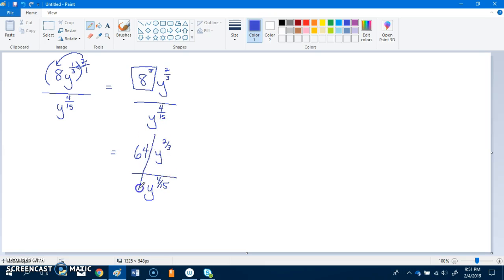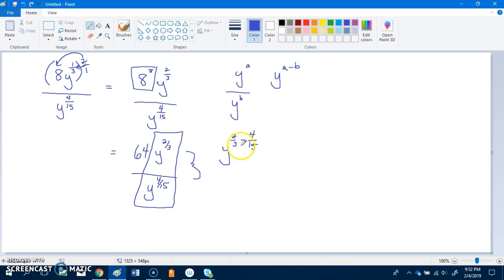Now what we can do is we have like bases here, and the rule is that when you're dividing with like bases, it's the same as subtracting the exponent in the denominator from the exponent in the numerator. So y to the a minus b, that's the rule that we're looking at. So how that transfers over to this one is that we're going to have y to the power of 2/3 minus 4/15.